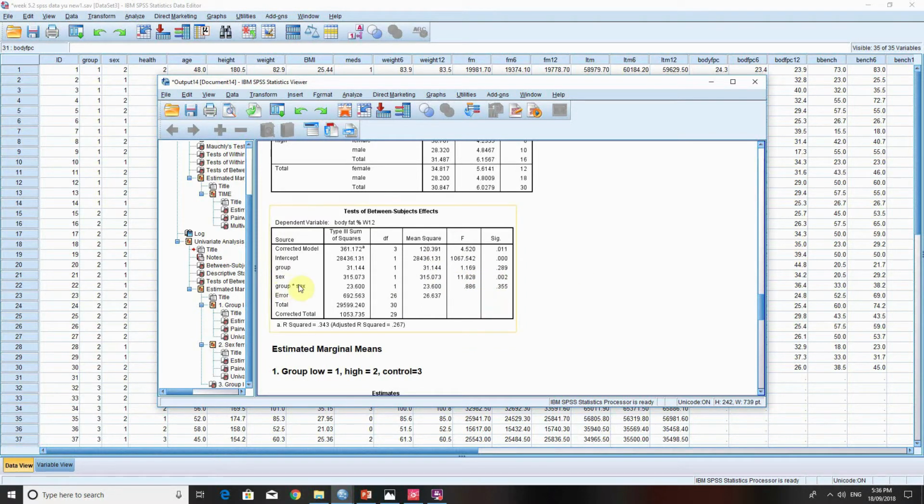And then for the question, is there an interaction between group and gender? You would say no. Degrees of freedom 1, 26. F statistic is 0.886. P equals 0.355.